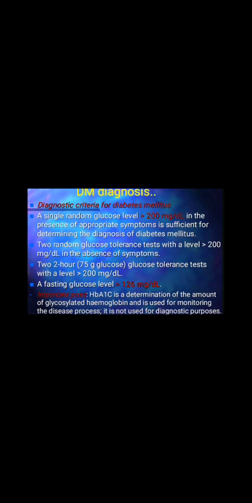Thirdly, if we perform a 2-hour glucose tolerance test with a level greater than 200 milligrams per deciliter. Then the fourth is if someone has a fasting glucose level greater than 126. So here you tell a patient to fast overnight, and you measure their blood glucose level using a glucometer, and if it is greater than 126 milligrams per deciliter, then they have it.